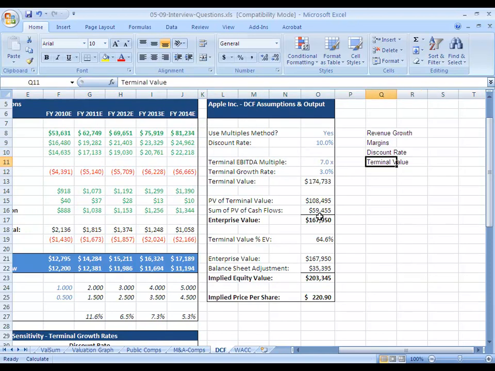Just to illustrate this, let's say that we increase the terminal value here, the terminal multiple, by 10%. So we change it to 7.7x. We see that our implied price per share goes up by around $10 per share here, $12 per share. Let's change that back. Now let's say our discount rate goes up by 10% here, so we change it to 11%. So here we see that the implied price per share goes down by around 7. So in this case, it looks like the EBITDA multiple has around twice the impact of the discount rate.